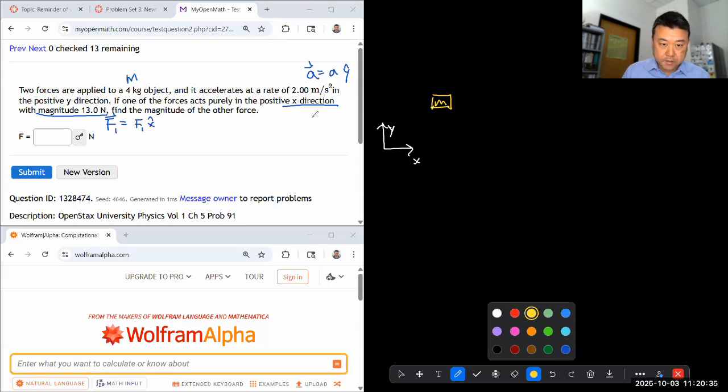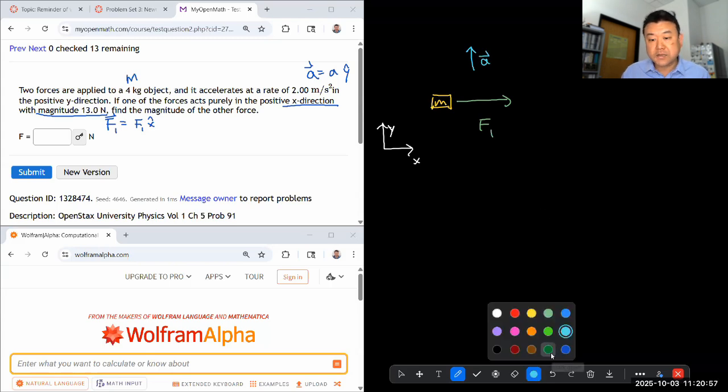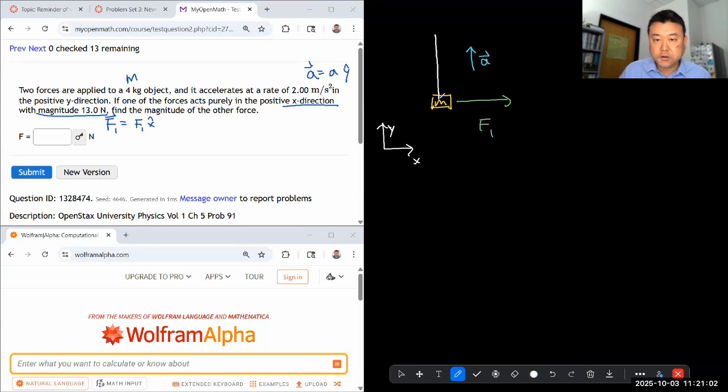So they've given us a force F1 that's acting in the positive x direction. So this is my F1, and they've told us that this mass ends up with an acceleration in the purely vertical or y direction. This is the direction of acceleration, which means we know the direction of the net force on the object. This is the direction of net force. So that's all the information that's given in the question so far.